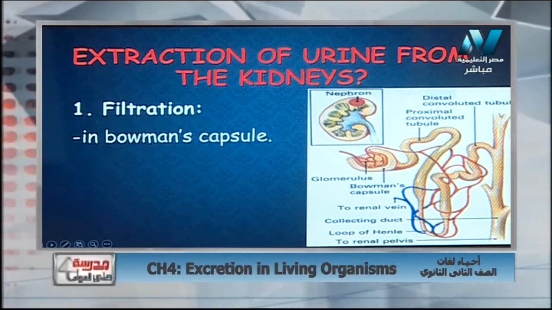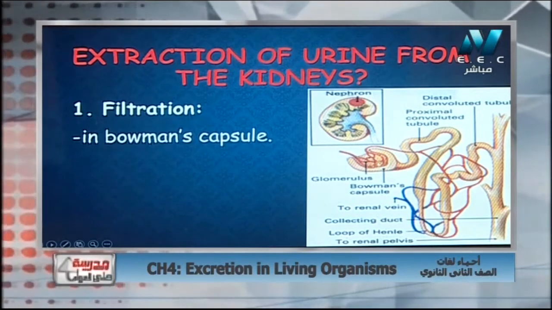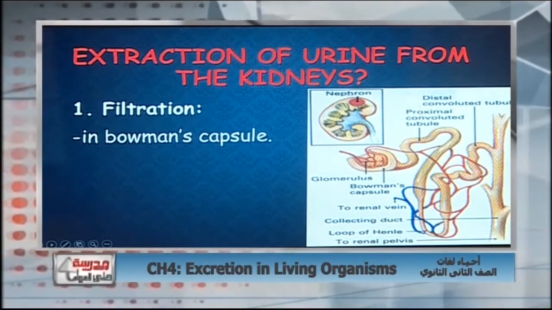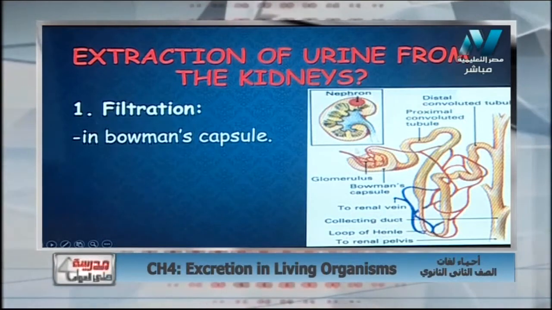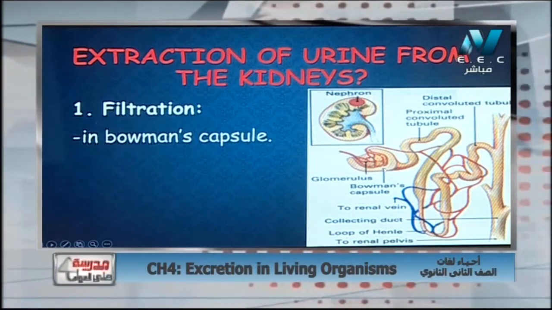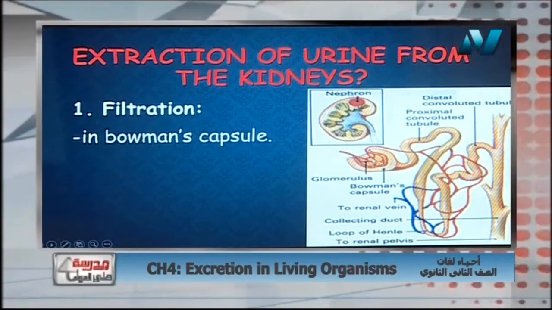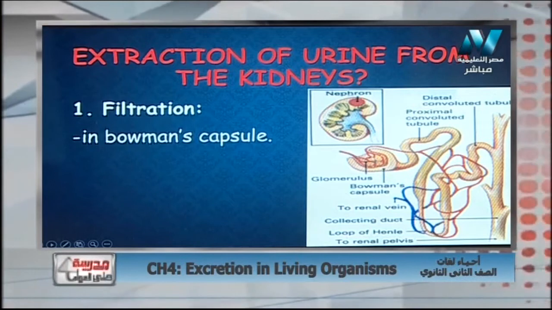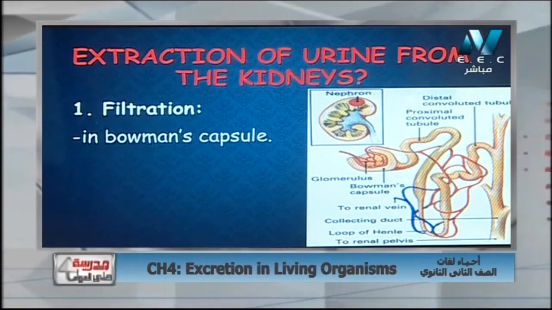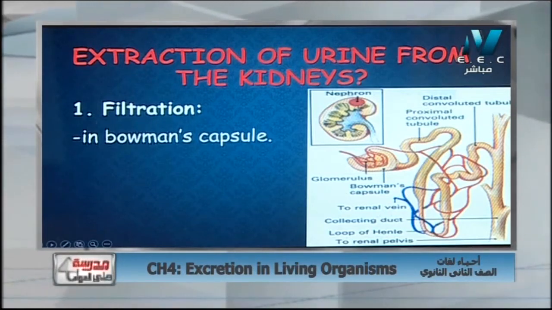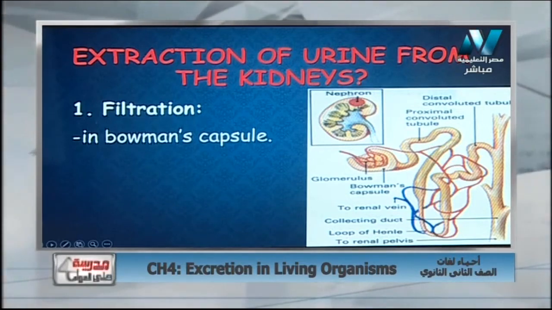The first part is this one, which is called Bowman's capsule. It's shaped like a ball, and inside it, there is a great number of blood capillaries called glomerulus. The glomerulus is the network of blood capillaries that fill the space inside the Bowman's capsule. After Bowman's capsule, we find tubes, and these tubes are divided into 3 regions.